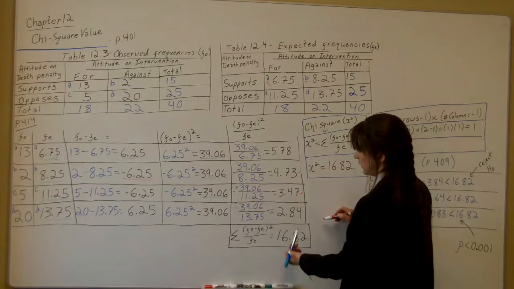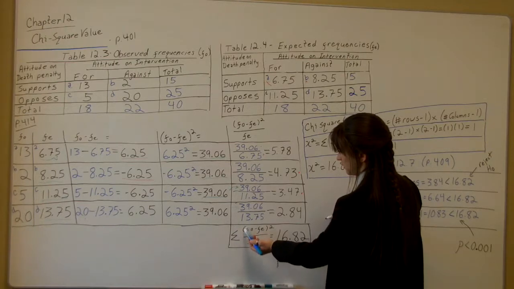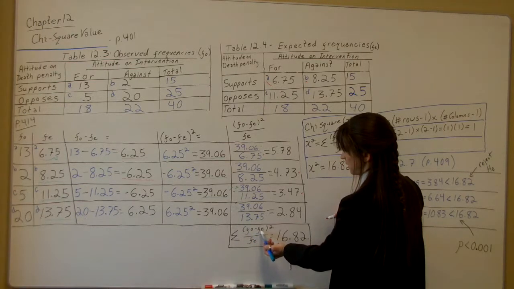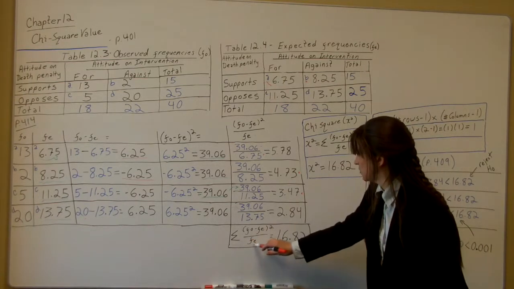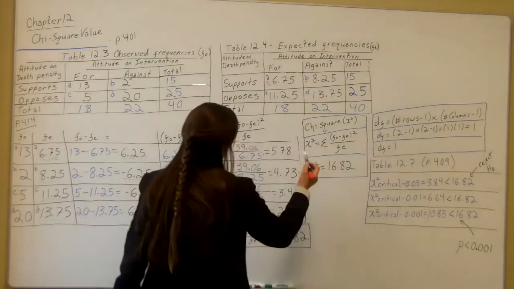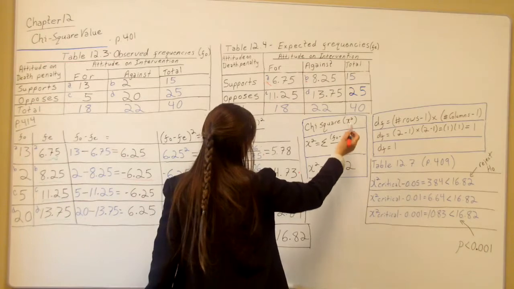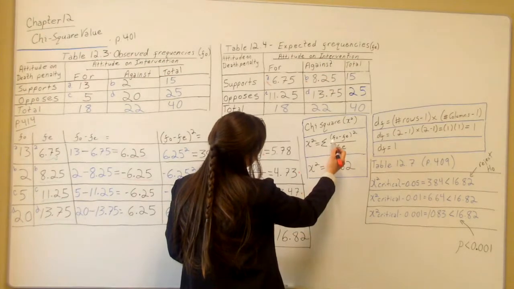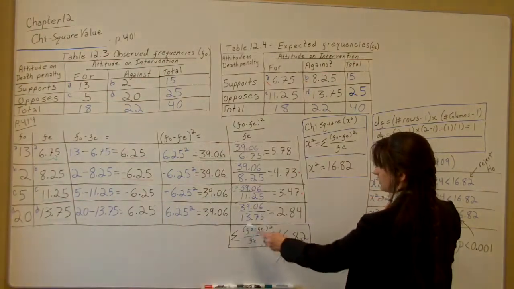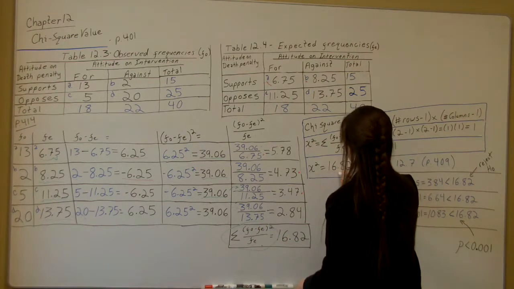All this is doing is summing up this column. So the summation of the observed frequency minus the expected frequency squared, divided by the expected frequency, equals 16.82. Notice that summation for the column is the same as our chi-square. Chi-square is the italicized lowercase x with the superscript 2. So chi-square equals the summation of this column. That's our chi-square, 16.82.